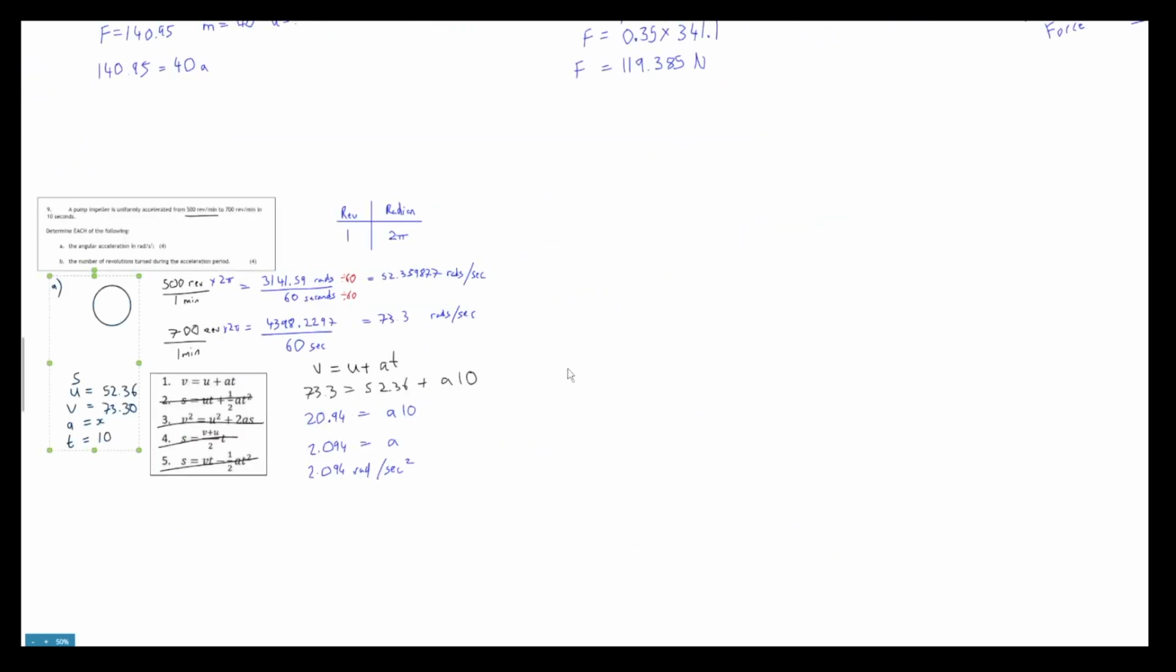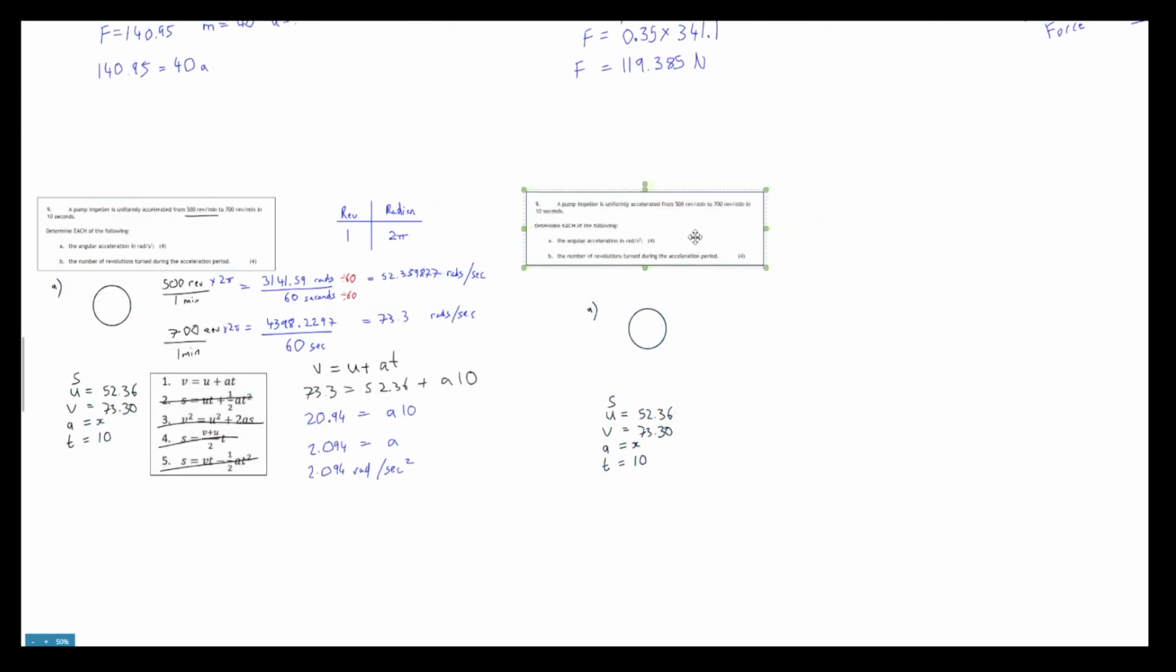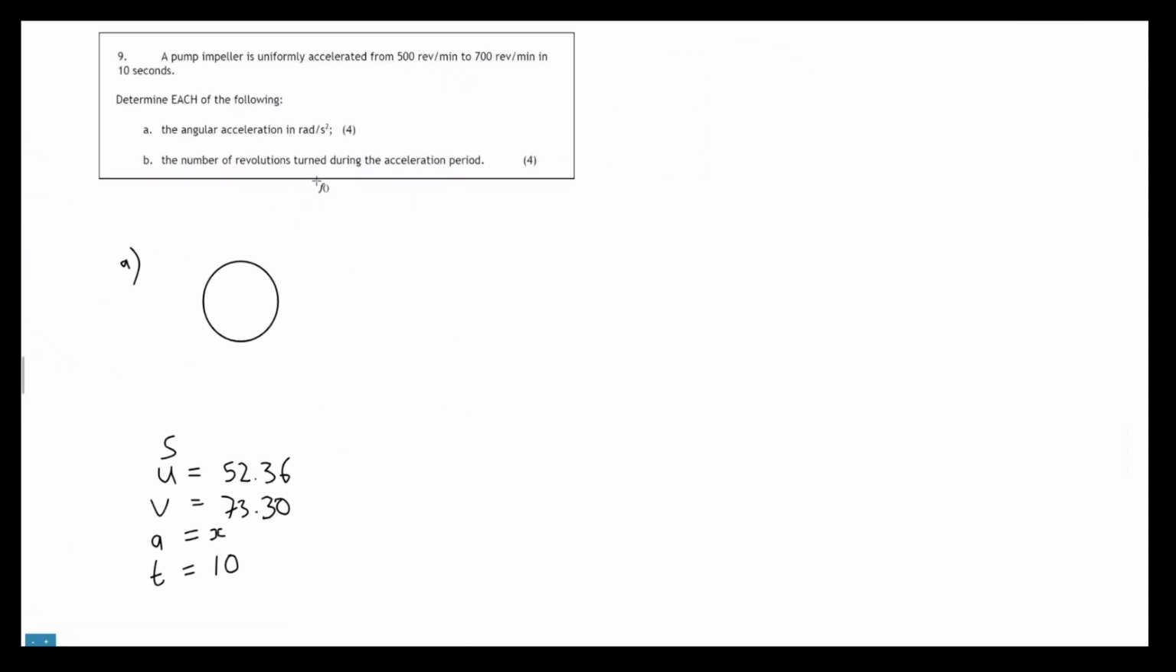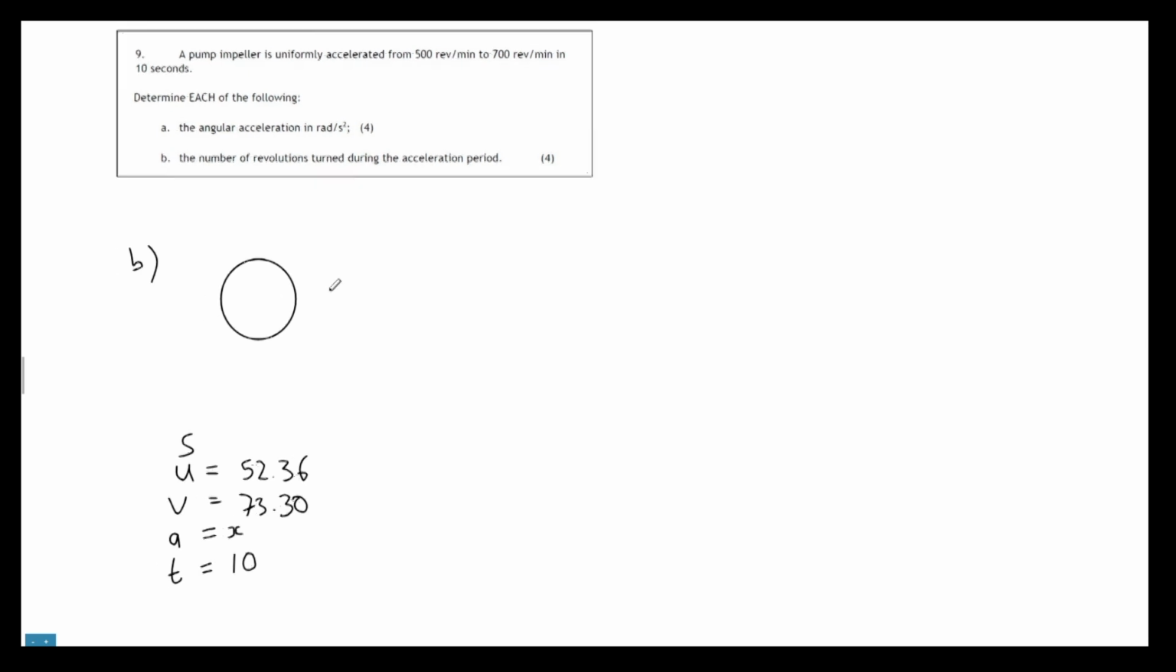Let's just drag this over to the side so we've got some space to work in. And now we're going to do part B. Let's see if that looks okay. Yeah, it looks all right. This is going to be part B. So we're still spinning an object around. We're looking for the s this time. Oh, I need my suvat, don't I? Yes.